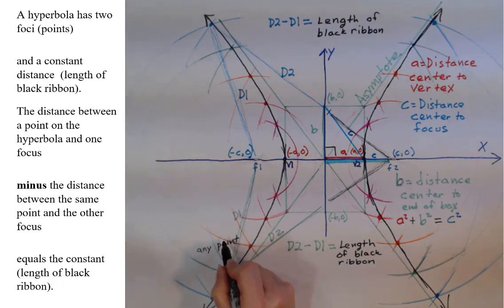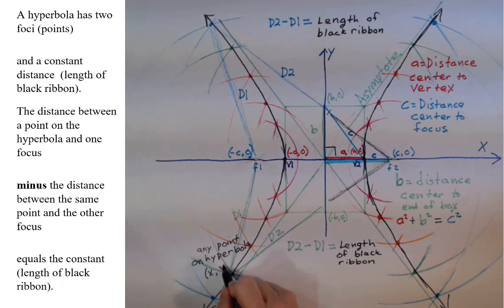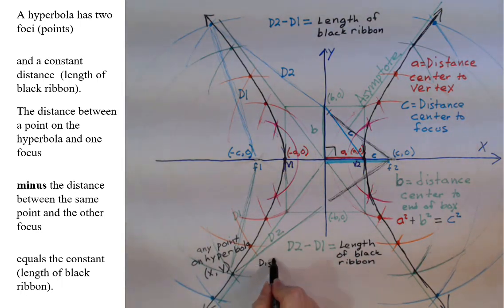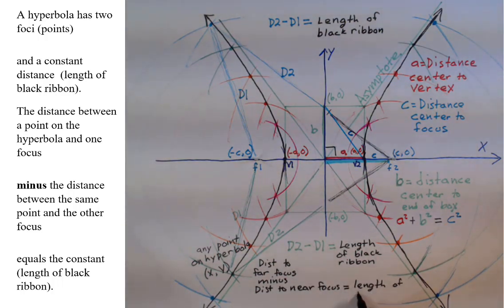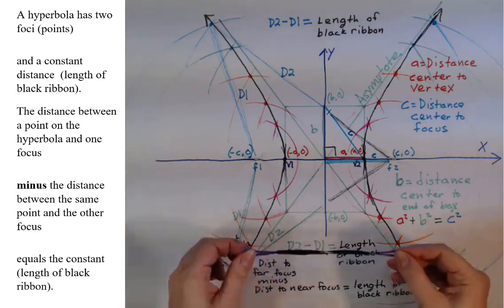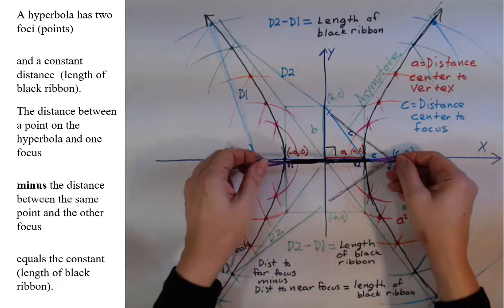We can find any point (x, y) on the hyperbola, find the distance to the focus that is farther away, and subtract the distance from that same point to the focus that's closer, and we always get the length of the black ribbon. The length of the black ribbon is an important part of the definition here. Although in math textbooks they don't talk about black ribbons, they relate it to the a and the b and the c. So let's get the ribbon back out again, particularly the purple one.